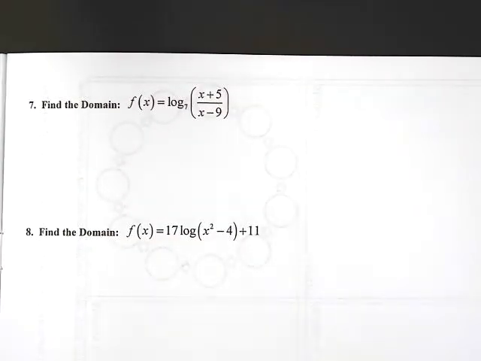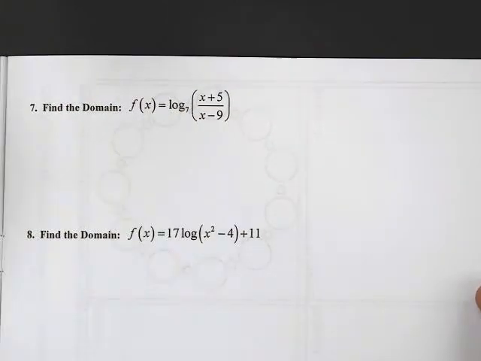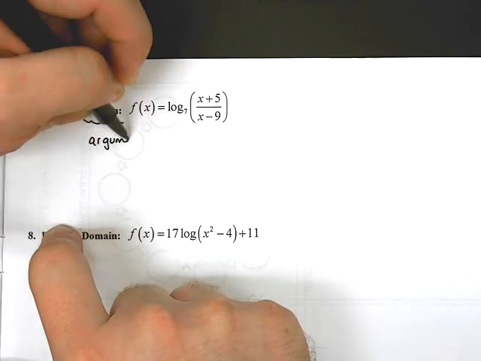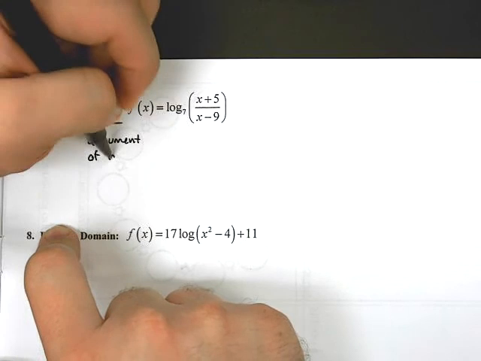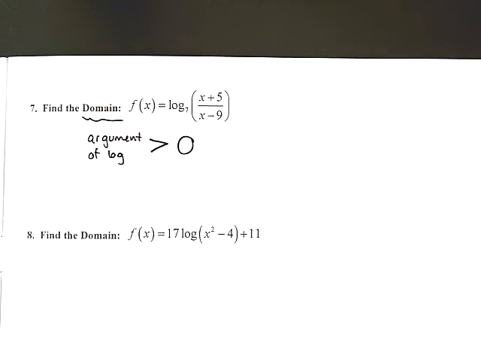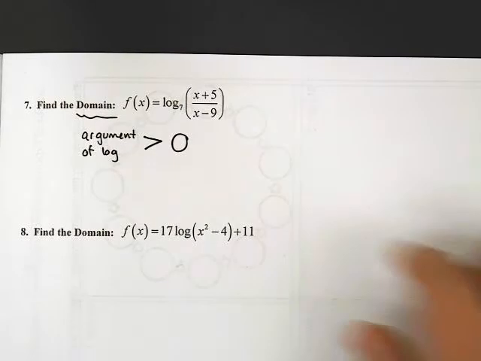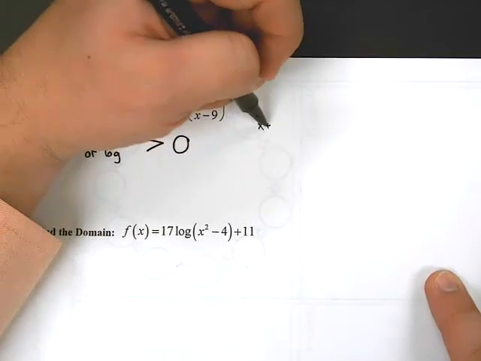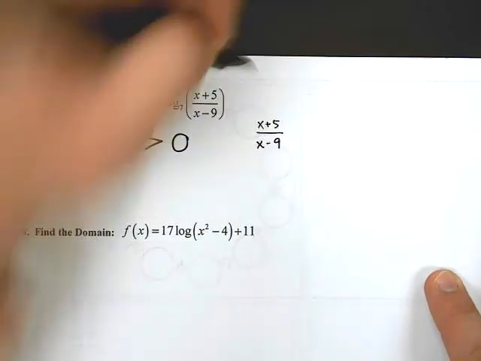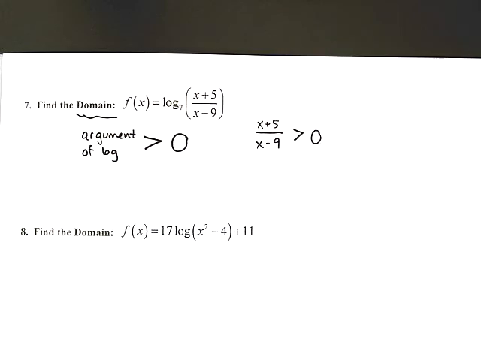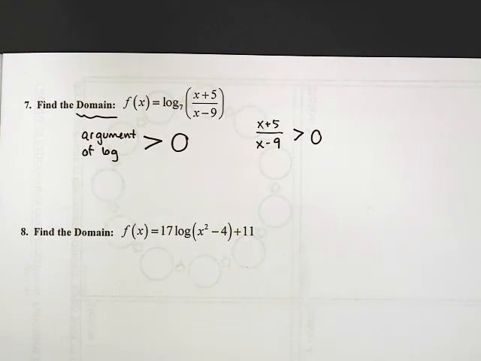Domain. We have a couple domain problems that I want us to go over. Please remember, the whole idea here is that the argument of log must be greater than 0. Okay, the argument of a log must be greater than 0. Now, the argument is anything inside of the log. So this whole thing is the argument, right? X plus 5 over x minus 9, and that's all set greater than 0. Now, this goes right back to last chapter. So this is good review.